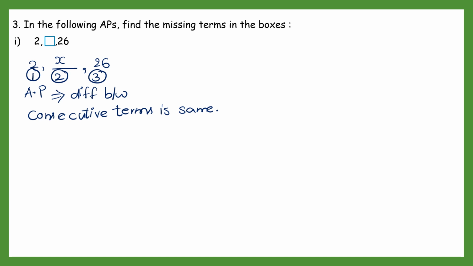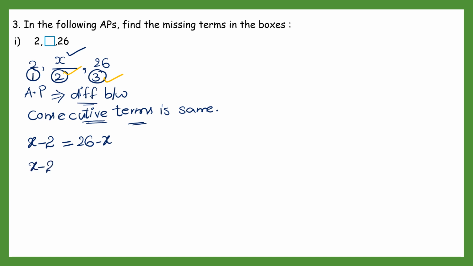So, first and second terms are consecutive. The difference between them is x minus 2. This will be equal to the difference between the second and third terms, which are also consecutive. So, the difference between those two numbers is what? 26 minus x. We have assumed the second term as x. The difference between the second and first term is x minus 2, and the difference between the third and second term is 26 minus x. The difference must be the same. So, we made the differences equal.